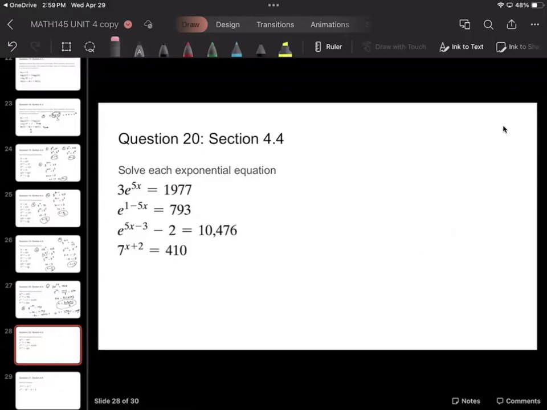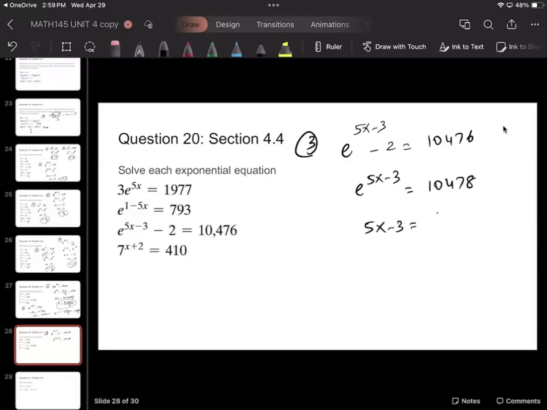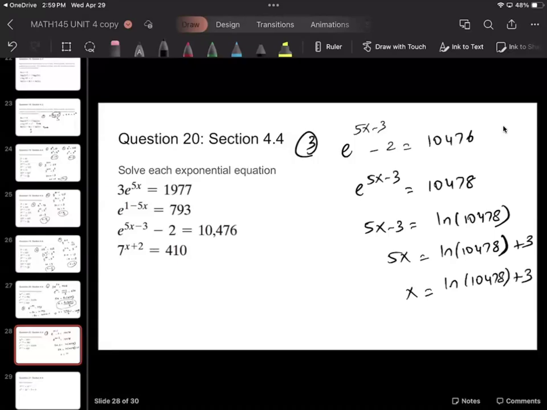Okay, next one. e to the power of 5x minus 3, minus 2 is 1076. e to the power of 5x minus 3 is 1078. 5x minus 3 is ln 1078. So 5x is ln 1078 plus 3. x is ln 1078 plus 3 all over 5.